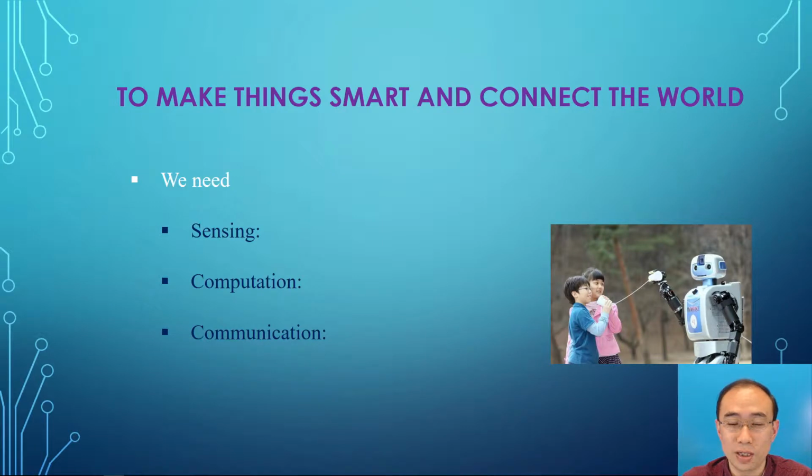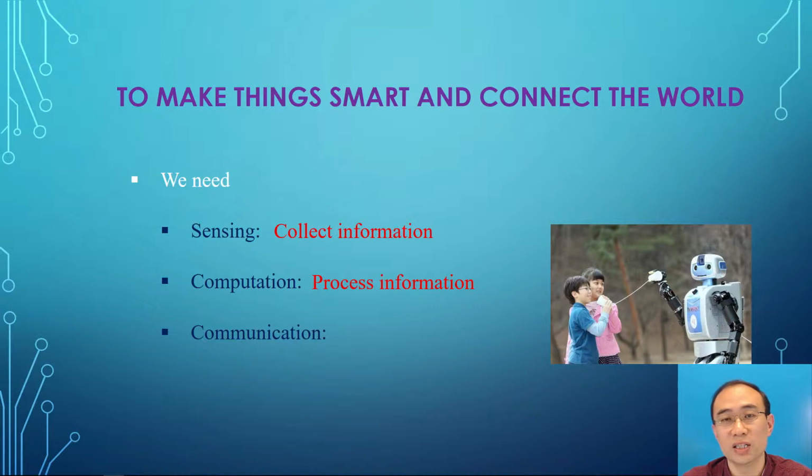To make things smart and connect the world, we need three types of abilities. Sensing, which is the ability to collect information. Computation, which is the ability to process information. Communication, which is the ability to exchange information. By far, we have covered communication and computation power. Today, we will be focusing on sensing ability.